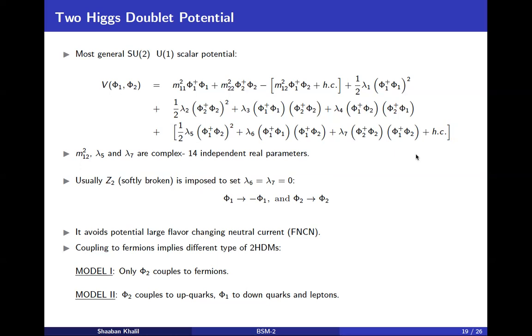But model 2 is better than the first one, because as I told you, SUSY will rely on phi2 coupled to the up quark and phi1 coupled to the down quark and leptons.